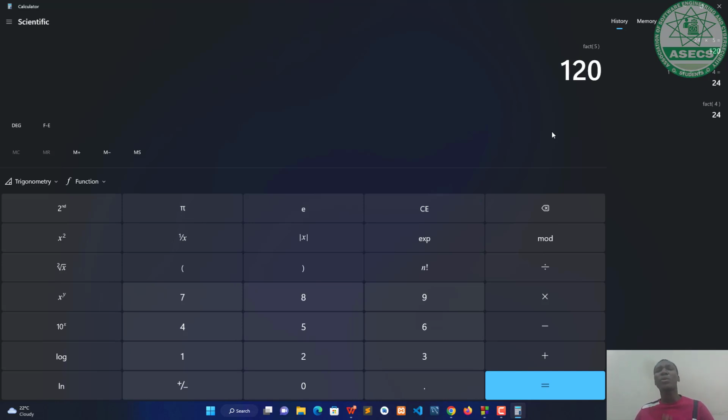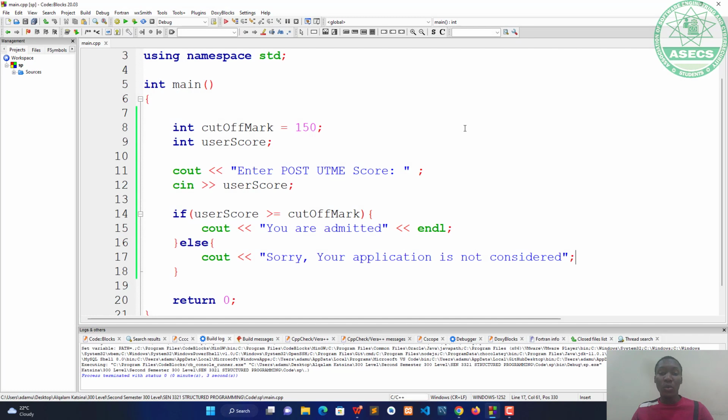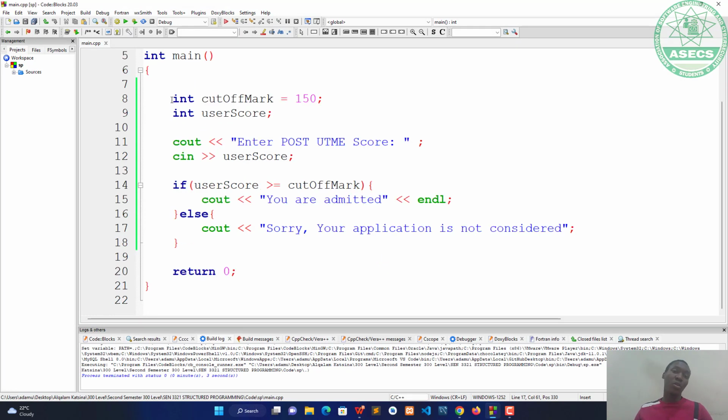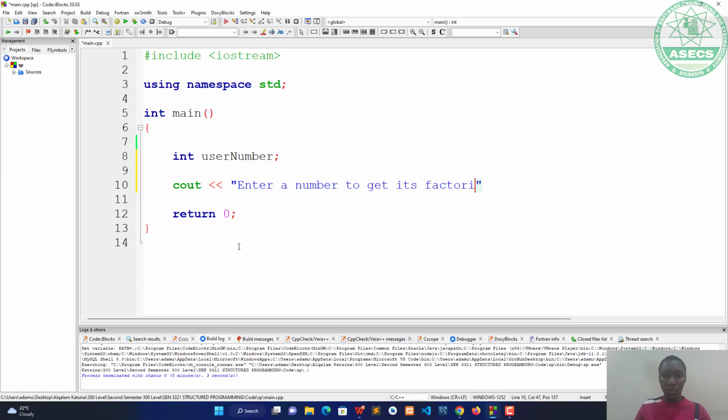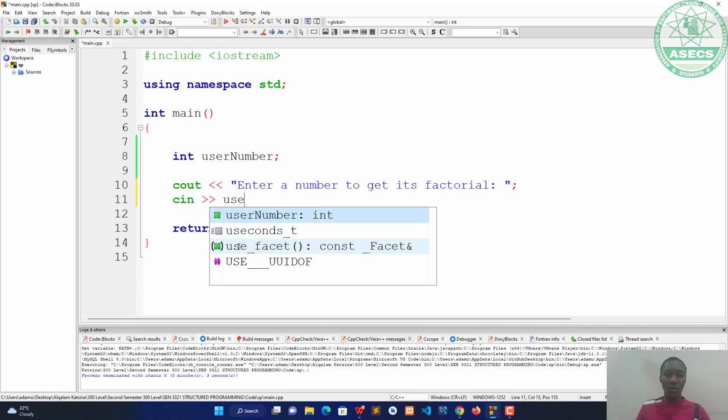So za a ce ana so mu haɗa program wanda in mun bada in user ya saka number zai bamu factorial na wannan number ɗin nan. That's just it. So I know in your mind you know what it should be. Dole za mu yi amfani da loop ne. So first of all I will just say cout enter a number to get its factorial. Ina ga haka yayi. Alright, then I will just say user number. Sai in karɓi number da user ya saka.